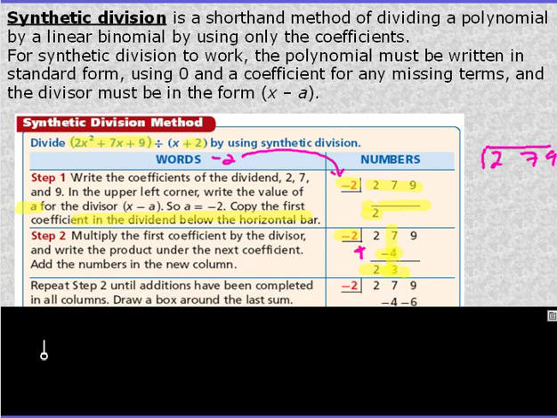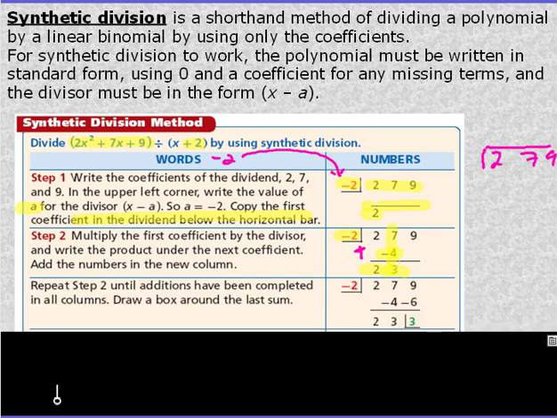All right, now we're going to repeat step 2. So we're going to multiply our negative 2 and the 3 that we got from the last step to get negative 6. We add those two together. We add 9 and negative 6 to get positive 3. And it says draw a box around the last sum. So you can see we don't have any more columns, so we're done.